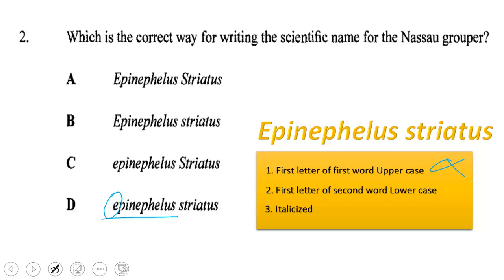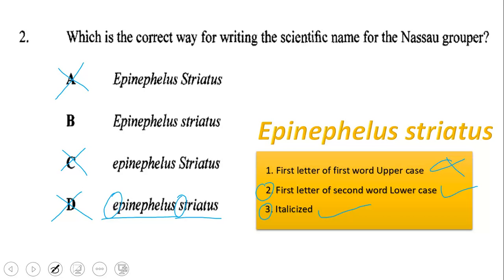Okay, let's look at the second word. And let's look at the first letter of the second word, which is S. Is that letter lowercase? Yes, it is. Is D italicized? Yes, it is. So D fulfills the second and third criteria, but it fails to satisfy the first criteria. Therefore, D is not correct. So A is not the correct answer, C is not the correct answer, and D is not the correct answer.